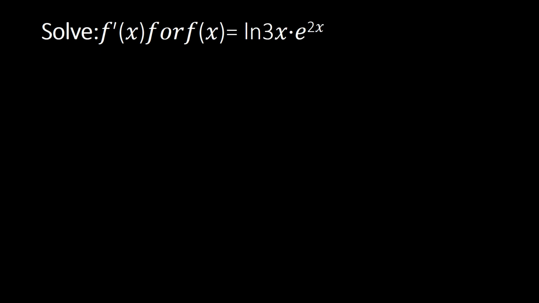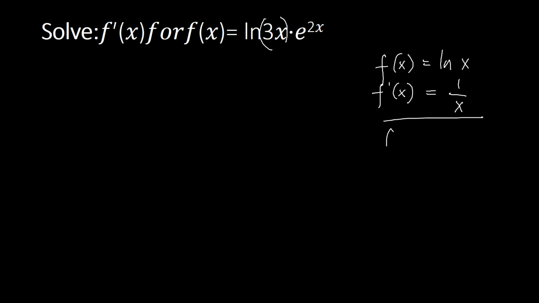Next, we have: solve f prime of x, for f of x equal to ln 3x times e to the power of 2x. By the way, this is the one where we're getting our ln entirely. So following the format, there are two formats here. First, we have f of x, which is ln of x. Getting the derivative of that one is simply 1 over x. And then the other one is the exponential, wherein once you have e to the power of x, f prime of x will be equal to e to the power of x as well.